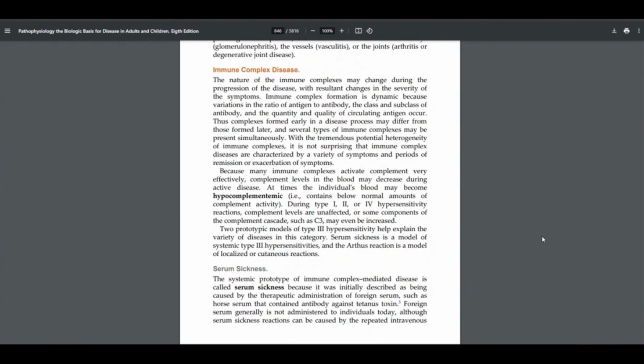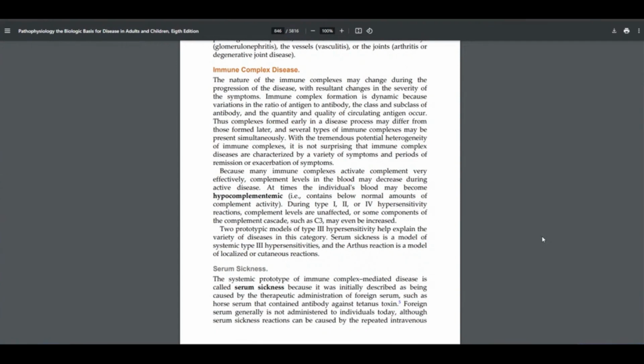Because many immune complexes activate complement very effectively, complement levels in the blood may decrease during active disease. At times, the individual's blood may become hypocomplementemic, which means that it contains below normal amounts of complement activity. During type 1, 2, and 4 hypersensitivity reactions, complement levels are unaffected, or some components of the complement cascade, such as C3, may even be increased.